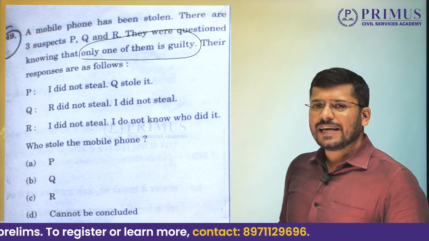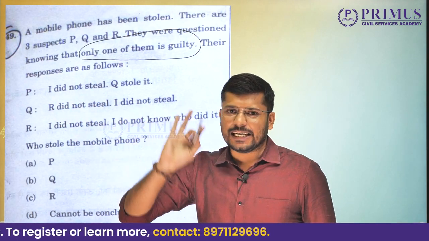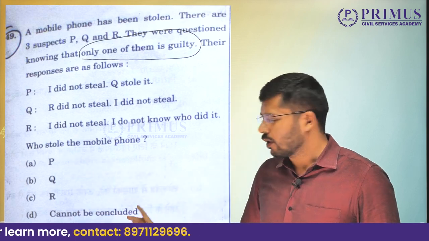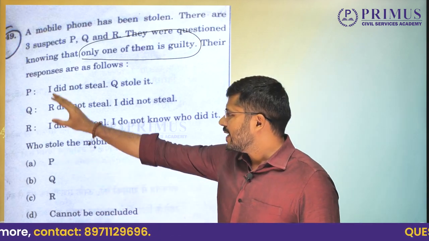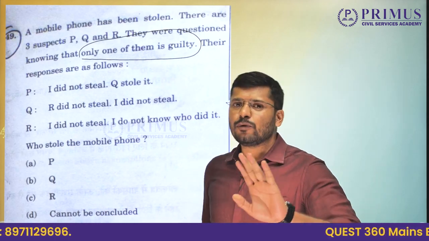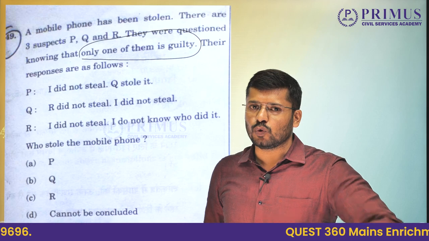Okay, first let us begin with the assumption that P is guilty. Let us look at the options. P, Q and R cannot be concluded. So let us begin with option A, that is, let us assume that P is guilty. If P is guilty, he would be lying and Q and R would be telling the truth.